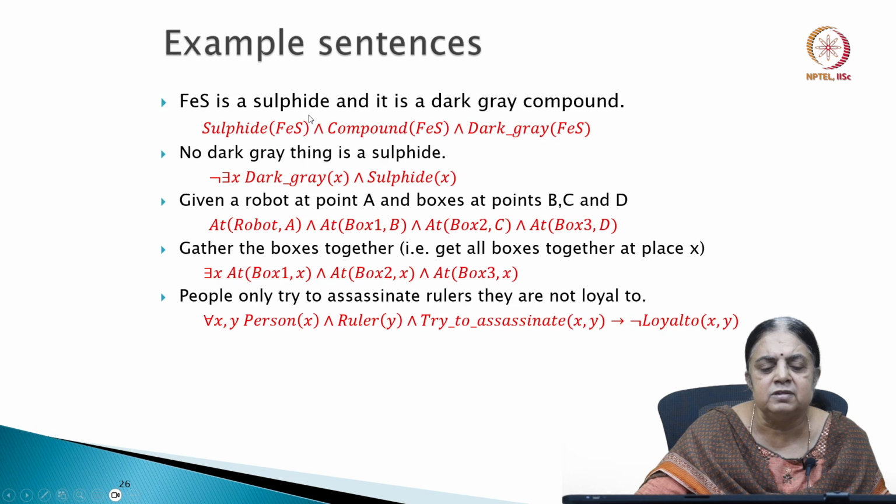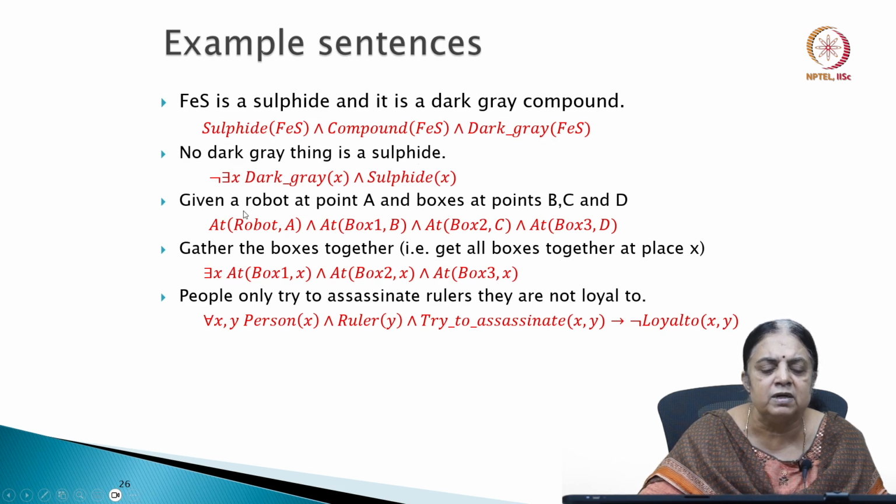So, FeS is a sulfide and it is a dark grey compound. Sulfide FeS, compound FeS, and dark grey FeS. No dark grey thing is a sulfide. There does not exist X such that dark grey X and sulfide X.